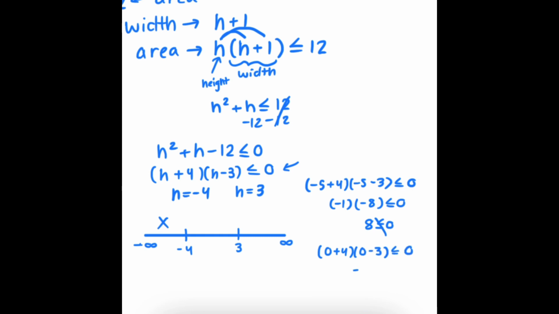And that's going to work because that's going to give me -12. And then I'm going to test a value between 3 and positive infinity, so I don't know, 5 or 4 would work, either one, or any other number. So we get 9 times 2, which is of course not less than 0.